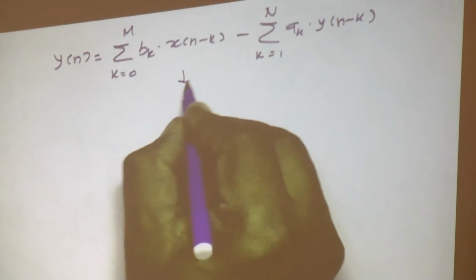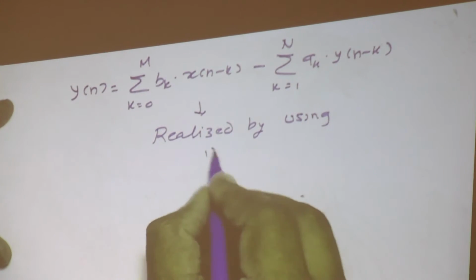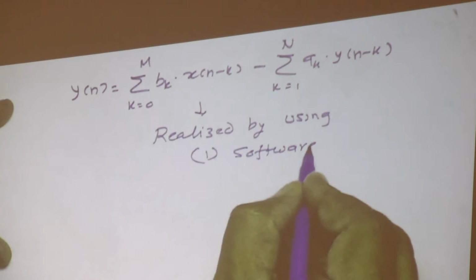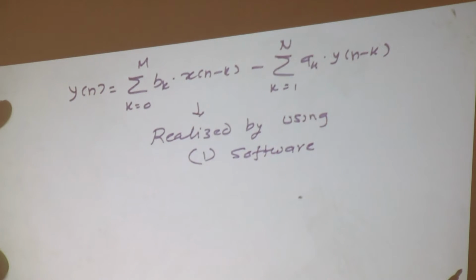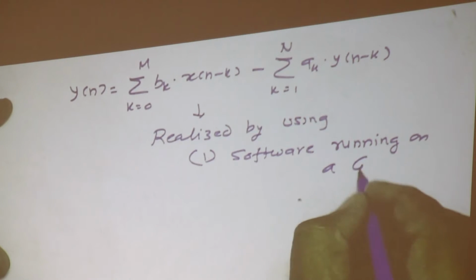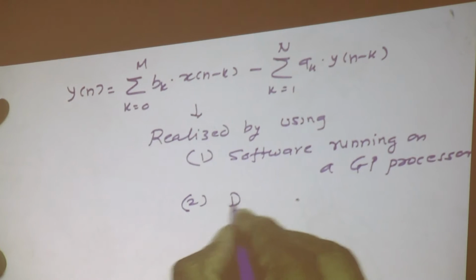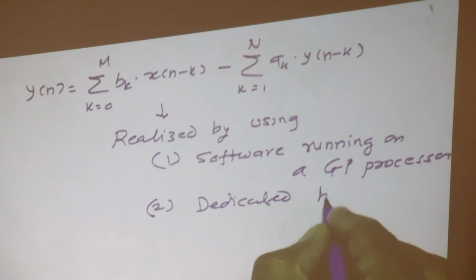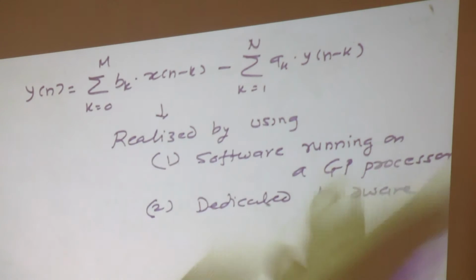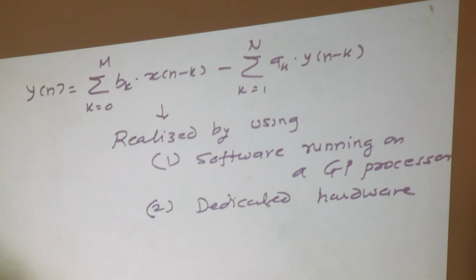This equation can be realized by using, number 1, software. So there could be a software realization of this equation, software running on a general purpose processor. Number 2, it could be a dedicated hardware. That is why digital systems which are realized in the form of software running on a general purpose processor, we call it a software realization.